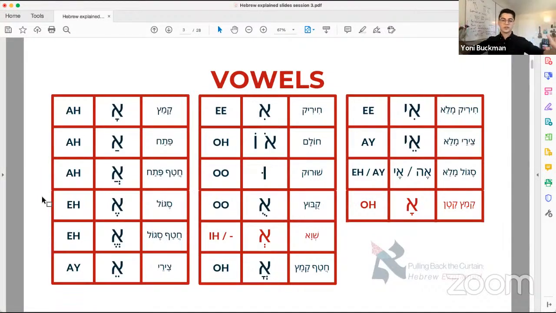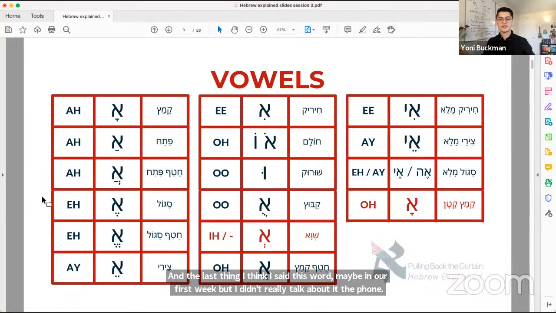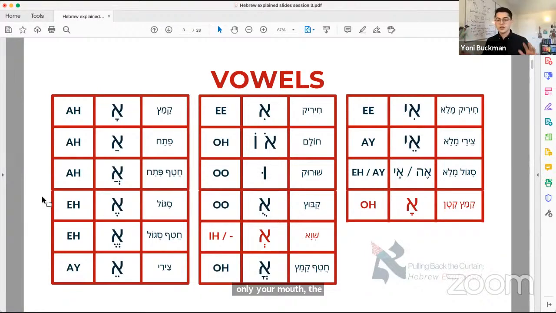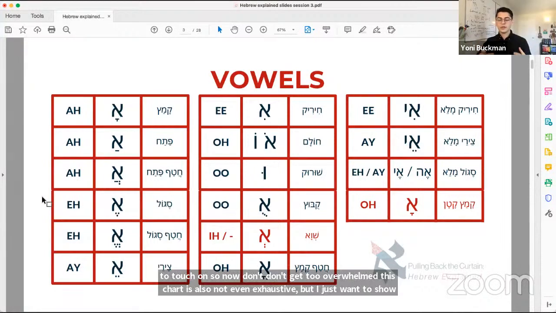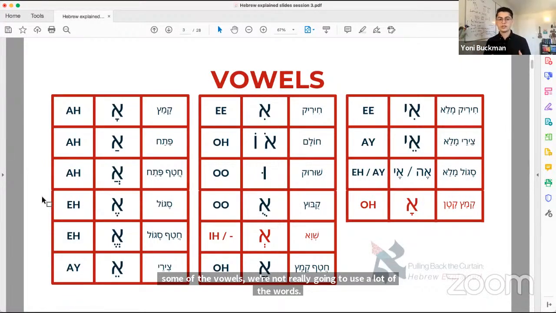So now don't get too overwhelmed. This chart is also not even exhaustive, but I just want to show some of the vowels. We're not really going to use a lot of the words. When I teach just spoken Hebrew, I actually don't even teach the names of the vowels. I just say this is an ah vowel, or this is an o vowel, or an u vowel. But we are going to talk, especially to understand grammar, you really do have to identify these vowels as distinct things. So there are a couple of these that I know you're familiar with, right? So you've got these many ah vowels, and we're going to talk in a bit about the difference between the kamatz, the patach, the chataf patach.